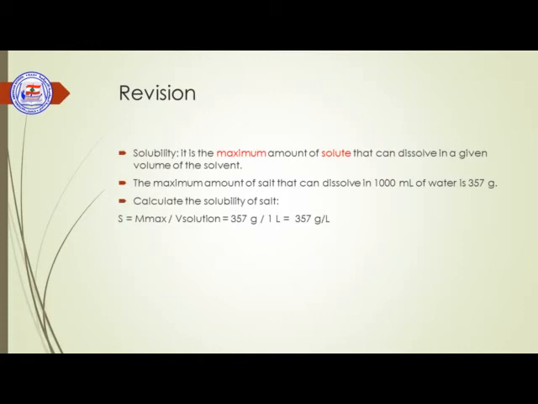We use the equation solubility S is equal to the maximum amount or mass that can dissolve divided by the volume of the solution, and the volume is 1000 milliliters, which is equal to 1 liter. So we get 357 divided by 1 equals 357 grams per liter.